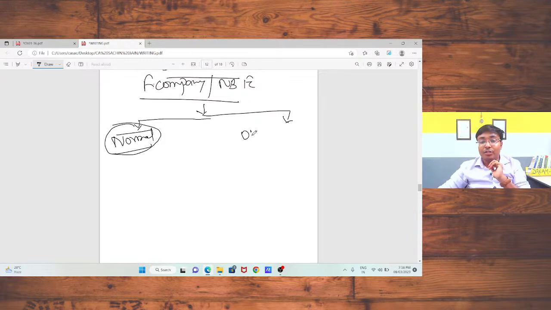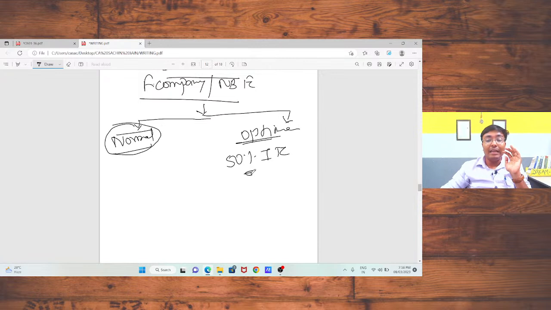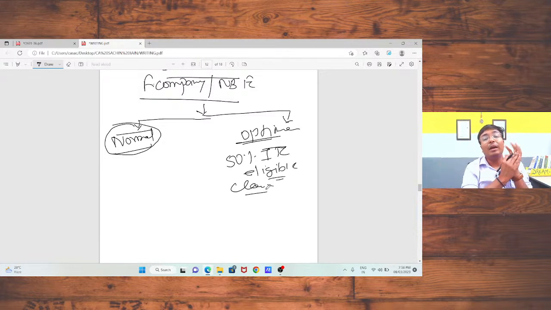The second option is optional. In that case, nothing is to be done. They can claim 50% of their eligible input tax credit. There is no requirement for rules 42 and 43, that is, if there is any product used for exempted as well as taxable supply, in that case bifurcation is not required. You directly claim 50% of the input tax credit as per your GSTR 2B.